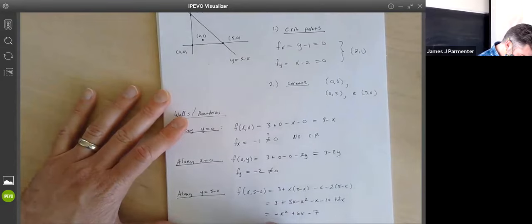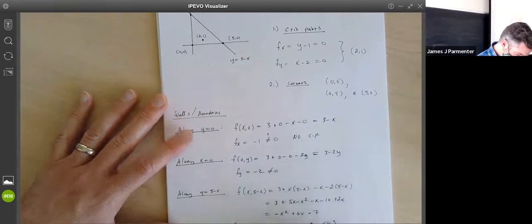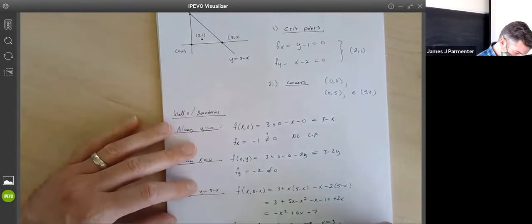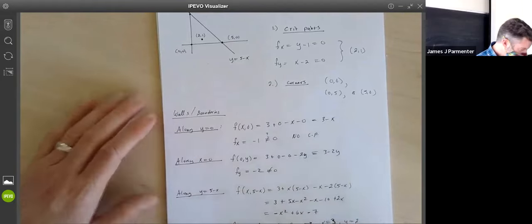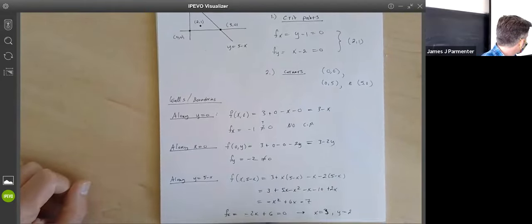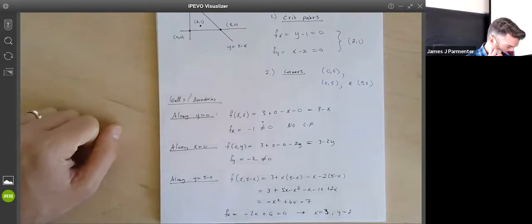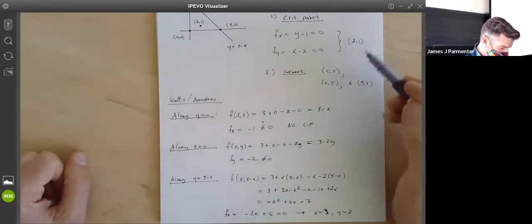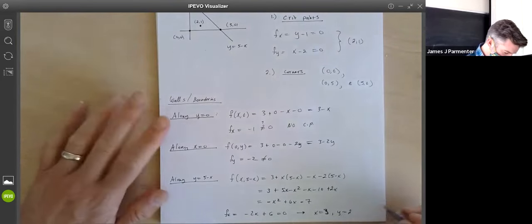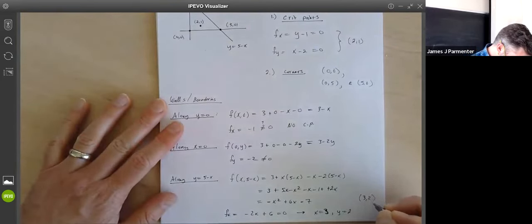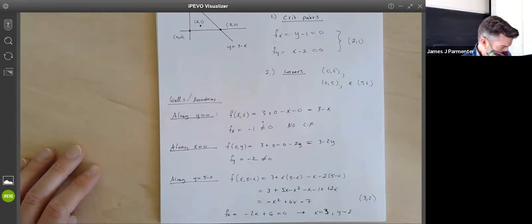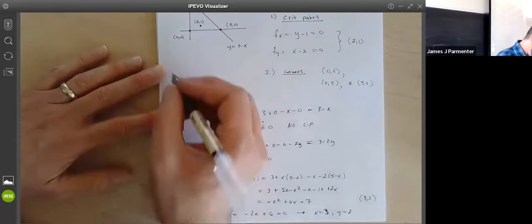So taking the partial derivative of that, we're going to get negative 2x plus 6 equal to 0. We're going to get x equal to 3. And then y is equal to 5 minus x. So we're going to get y equal to 2. Oops, sorry, I can't see that. So we have 1, 2, 3, 4, 5 points to check. And I think I can fit it all up here.